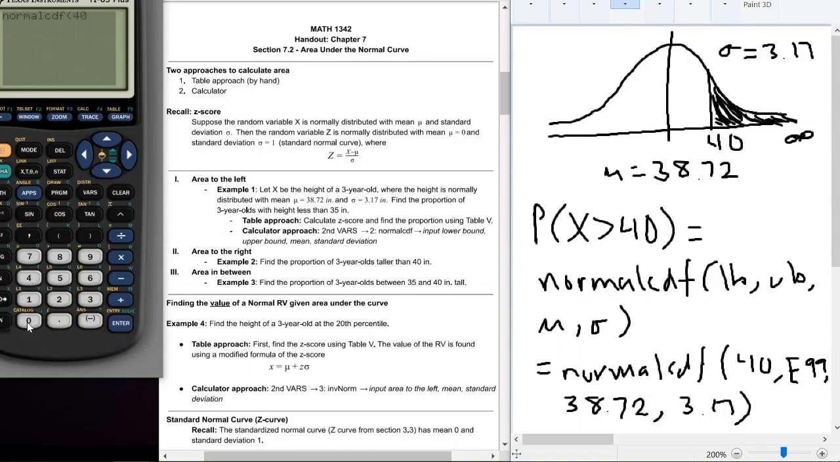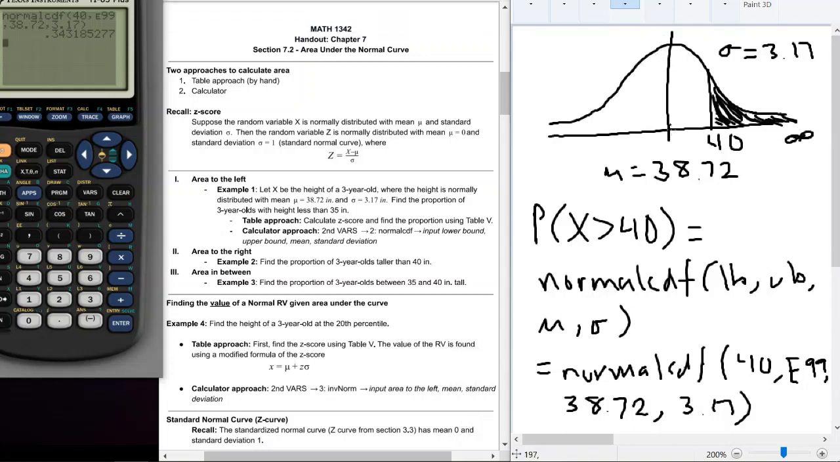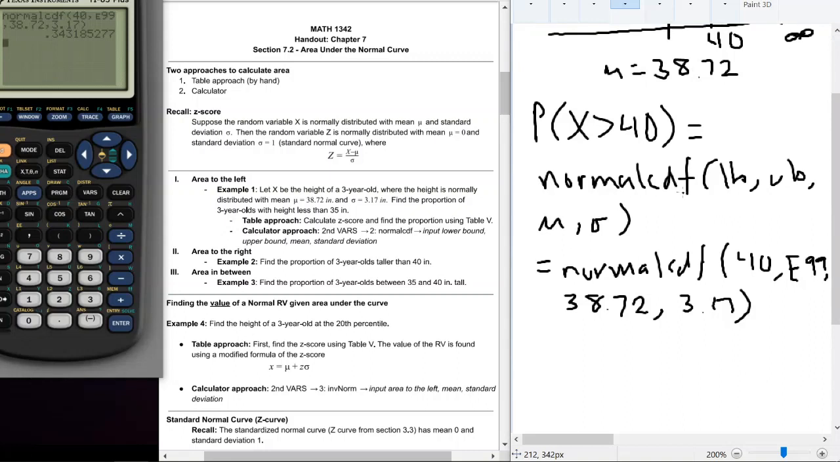So 40 is the lower bound, comma. Infinity is the upper bound, so we need E99, then comma. The mean is 38.72, comma, and then the spread is 3.17. So when we run this, the probability that a randomly selected 3-year-old is taller than 40 inches, okay? So the average height of the 3-year-old is 38.72. So the probability that we select an individual taller than 40 inches, the normal CDF gives us 34%.